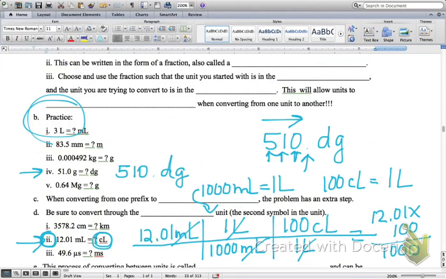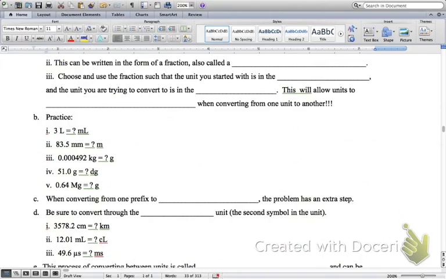Okay? So the other thing you can do here, if you know a little bit about math, is cross out zeros. Up here, these 2 zeros cross out with 2 zeros down here. So it's the same thing effectively as going 12.01 divided by 10. Which means move the decimal one place to the left. So my final answer for this particular problem is going to be, let me get my pen back here, my final answer is going to be 1.201 centiliters, like that. Okay?